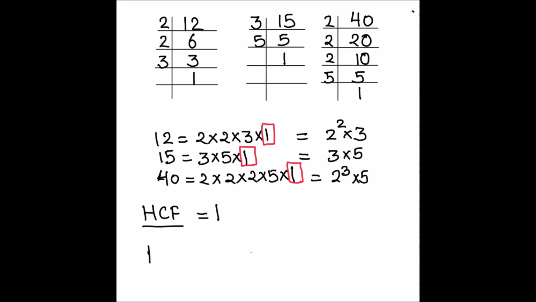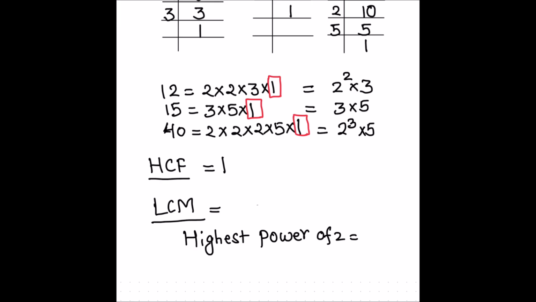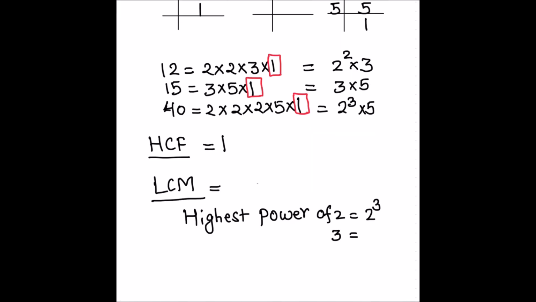Now to find the LCM, we multiply highest powers of all the factors. So the highest power of 2 is 2 raised to power 3 in 40. So that's 2 raised to power 3. Highest power of 3 is 3. And highest power of 5 is 5.